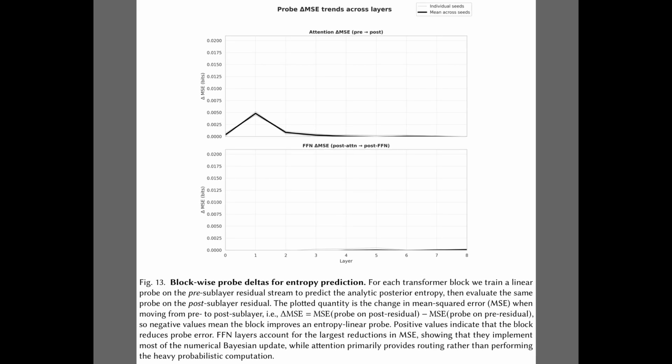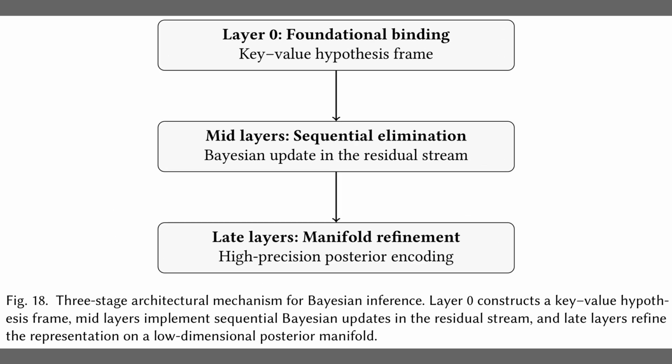Figure 13 adds a mechanistic check on where the Bayesian update actually happens. Figure 13 shows 2 line plots of probe delta mean squared error across layers, with attention on top and feed-forward networks on the bottom. The attention curve spikes early and then flattens near 0, which suggests attention changes what information is routed, but does not steadily improve the numeric belief readout. The feed-forward network curve stays negative across many layers, so the feed-forward networks drive most of the entropy prediction improvement. Figure 13 argued that feed-forward networks do most of the numeric belief updating, while attention mostly routes information.